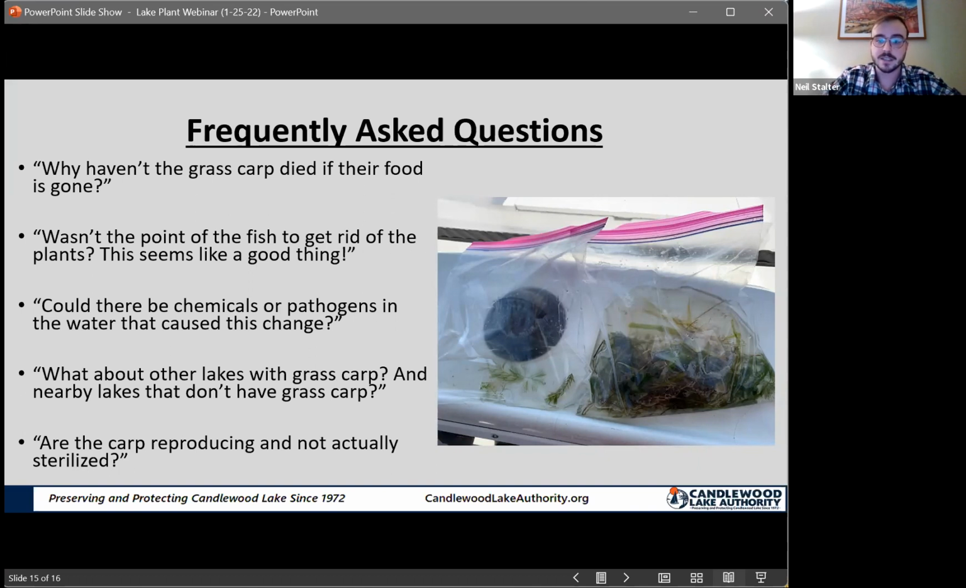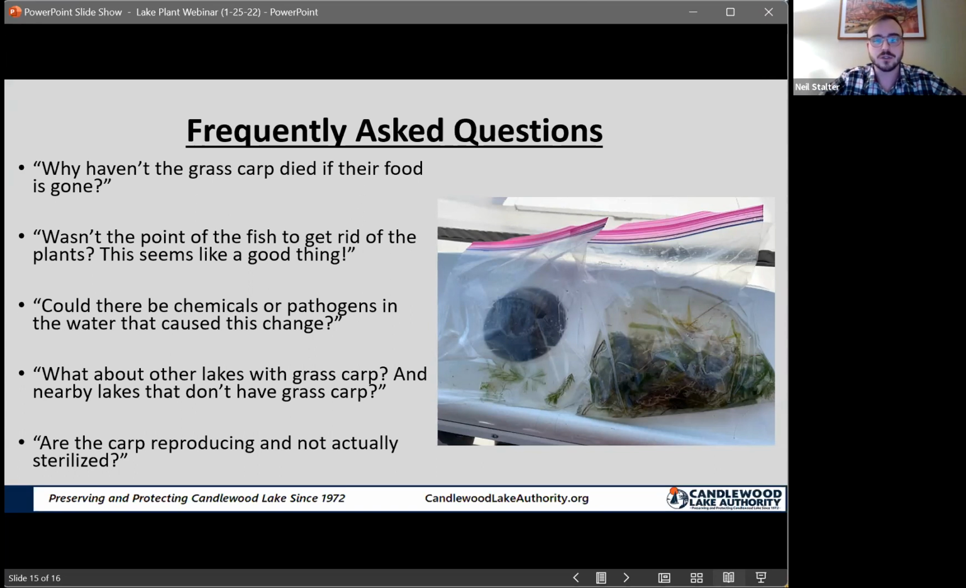Candlewood is the first lake of its size to be stocked in this specific climate. There are many lakes in the south that have been stocked, some of which also lost their plants, some of which have not, but they all have different seasonal cycles and plant communities than Candlewood. So you're talking about lakes that don't have that wintertime seasonality that maybe Candlewood does, and the drawdown and all of those aspects as well.